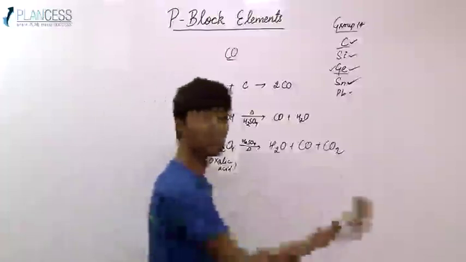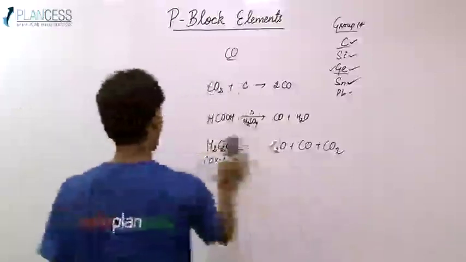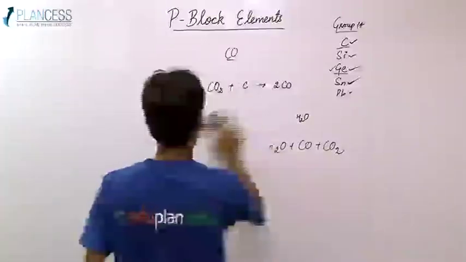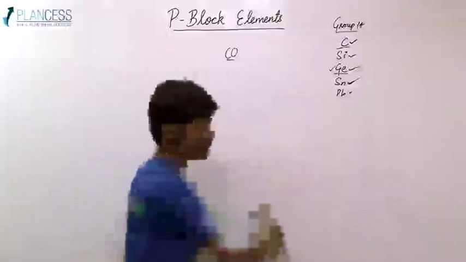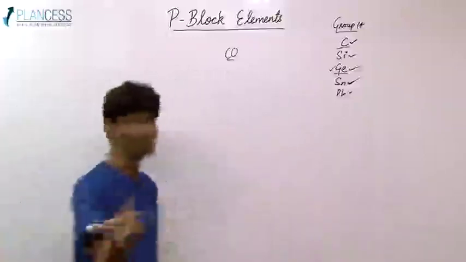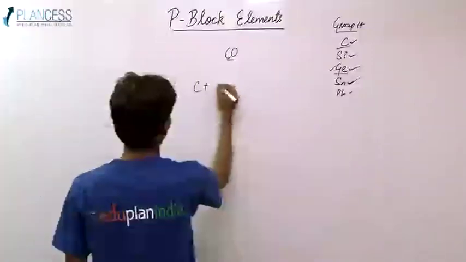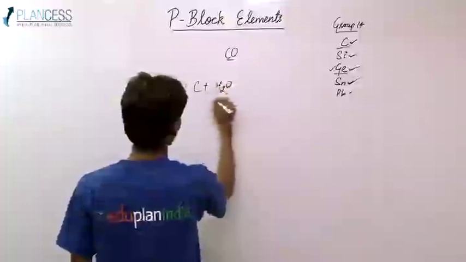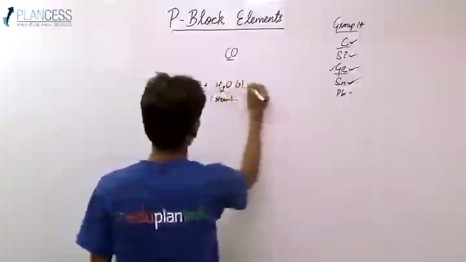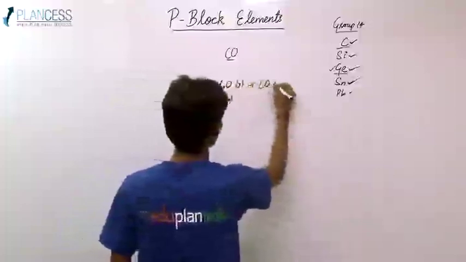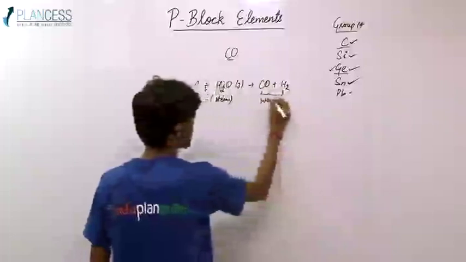Now on a commercial scale, carbon monoxide is produced by passing steam over coke. A mixture of CO plus H2 is produced, which is carbon plus steam, H2O in gaseous form, giving CO plus H2. The combination of both is known as water gas.